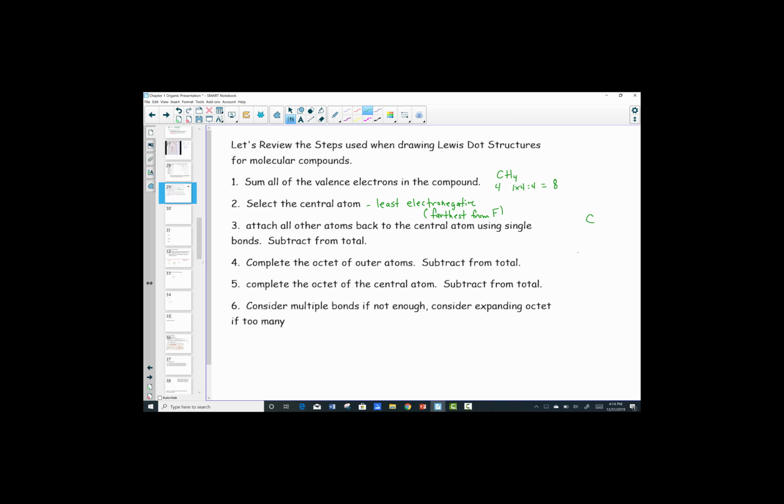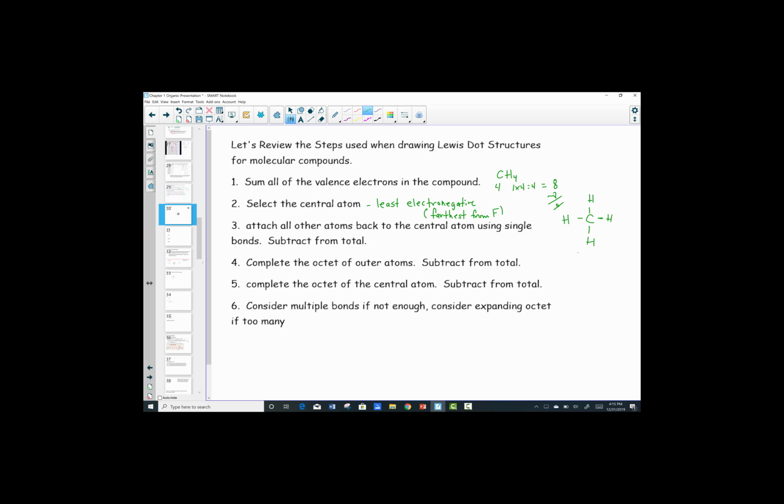Attach all other atoms back to the central atom using single bonds. That means all 4 of those hydrogens get attached back to the central atom. Remember that a shared pair is in this line, so we used 8. There's no more dots left. If there were more dots to add, we would fill the octet of the outer atoms and then place any remaining electrons on the central atom. And if we run out, we expand the octet or consider multiple bonds.